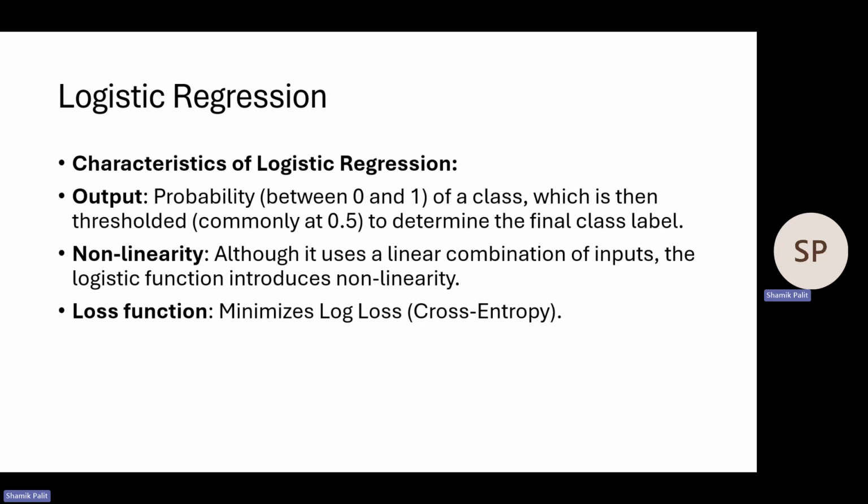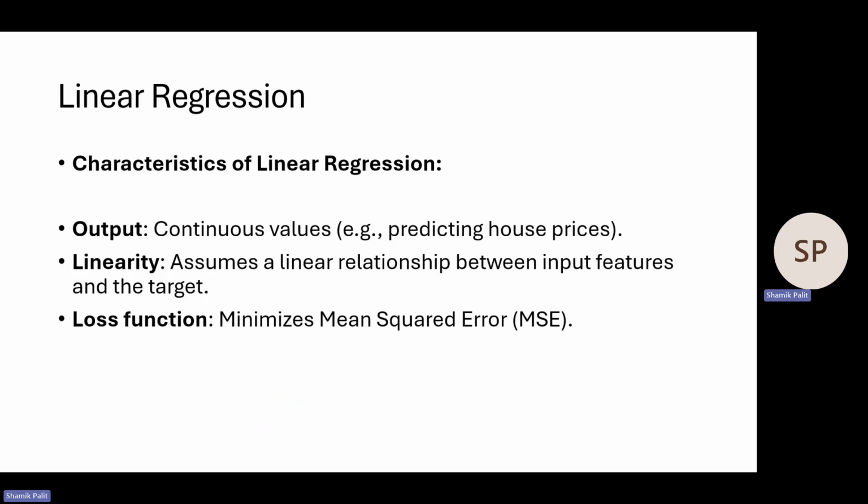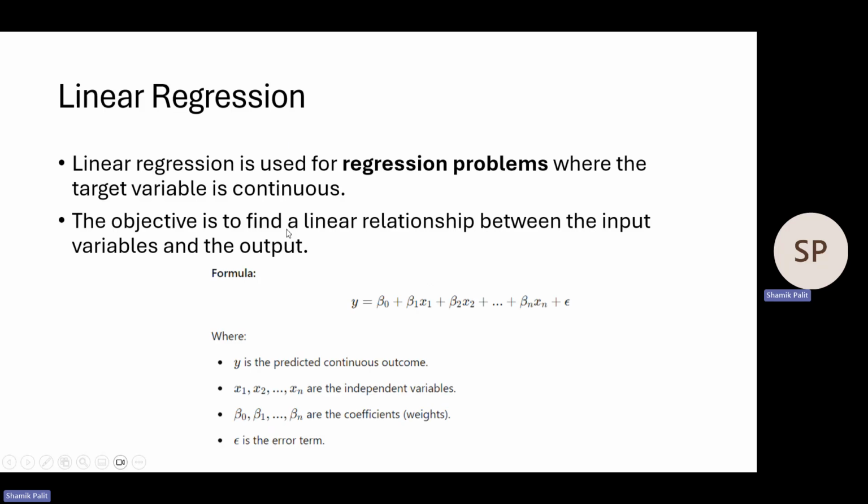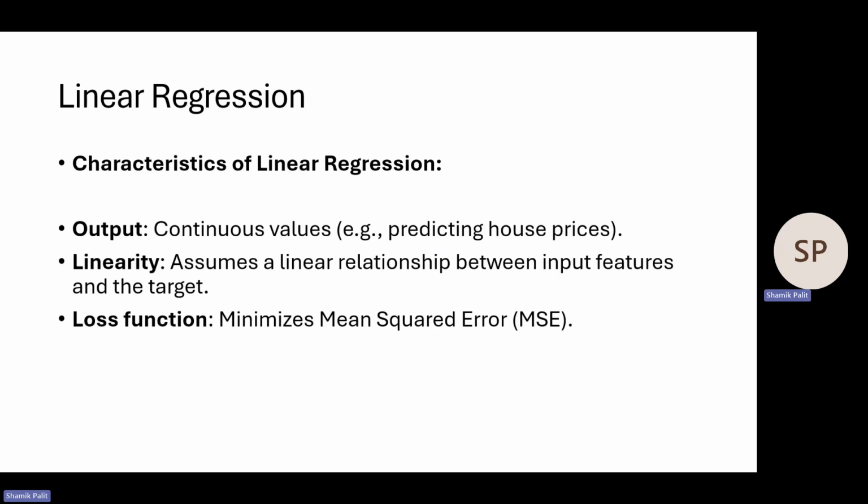Let me recap before we move into an example. This is the definition of linear regression, which is basically used where the target variable is continuous. One example is predicting the price of a house, and linearity is the core idea behind linear regression.